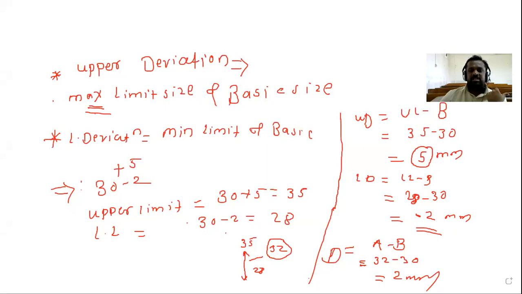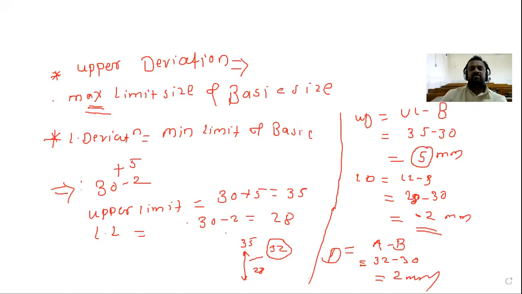What is meant by the actual size? After production, we measure the size of that component. The size after production is the actual size. Then what is meant by the deviation? The deviation is the difference between actual size and basic size.